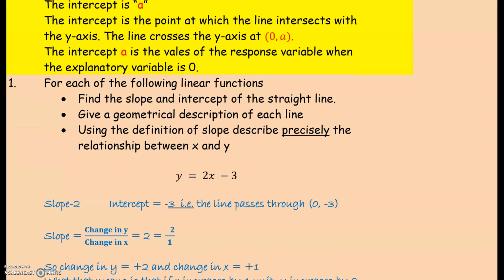The intercept A is the value of the response variable when the explanatory variable is 0. So it's a point on the graph where the explanatory variable is 0 and the response variable is A. When I say explanatory, it's the x coordinate, response is the y coordinate. This number is called the y-intercept. It's the point where the line crosses the y-axis.